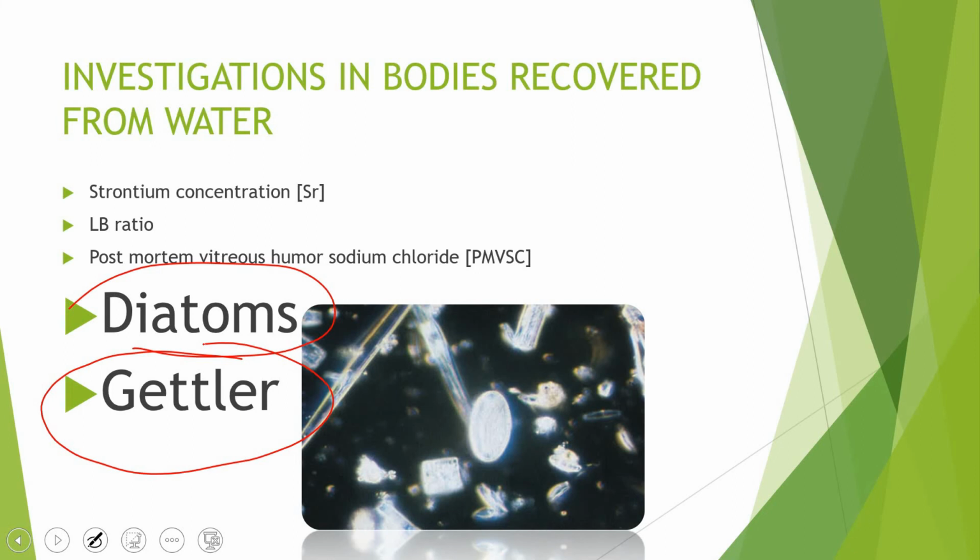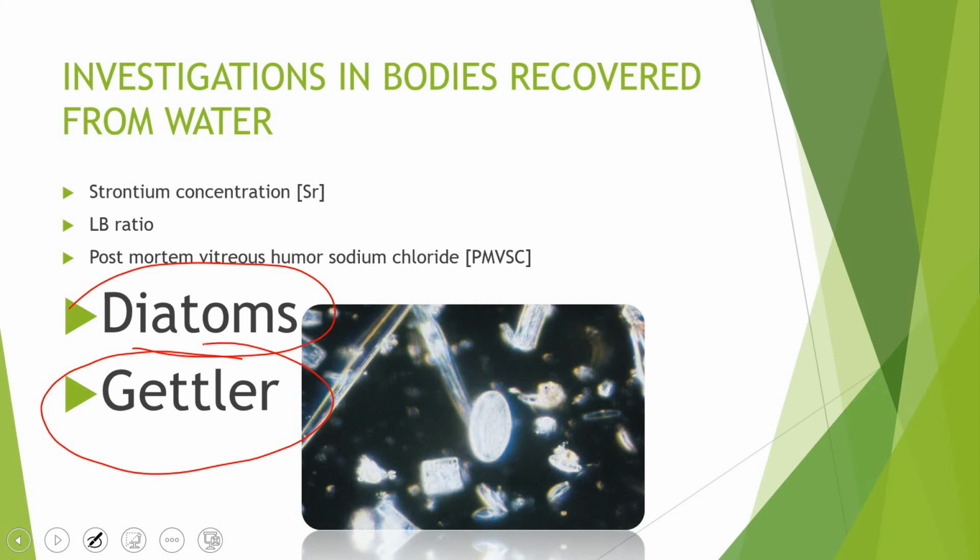Diatoms are microscopic organisms present in sea and fresh water, and the presence of diatoms in the lung tissues, in the internal organs, and the bone marrow is considered by some to be the most perfect evidence in the diagnosis of death by drowning. But it must be emphasized, however, that the interpretation of diatom testing remains still a little bit controversial, as diatoms have been found in different types of food. So the presence is confirmatory, but it's still considered a little bit controversial by some forensic pathologists, because different types of foods have been identified which contain diatoms. And the last thing is Gettler test.